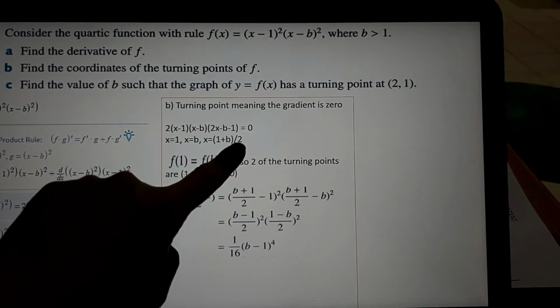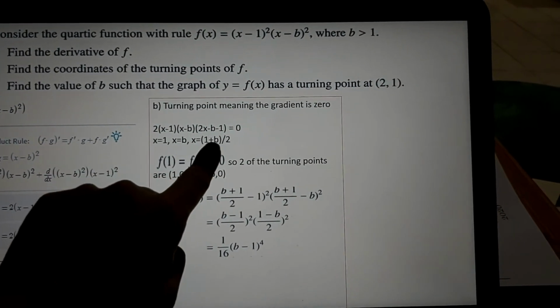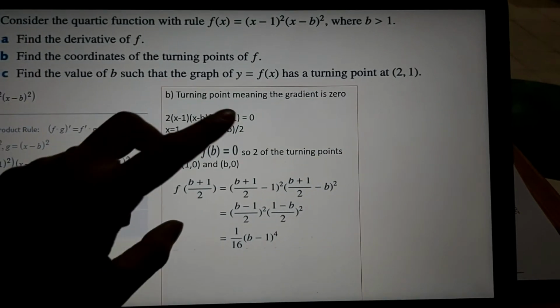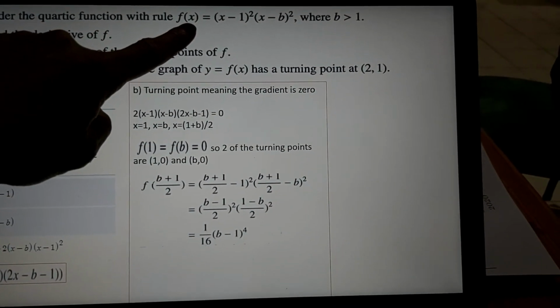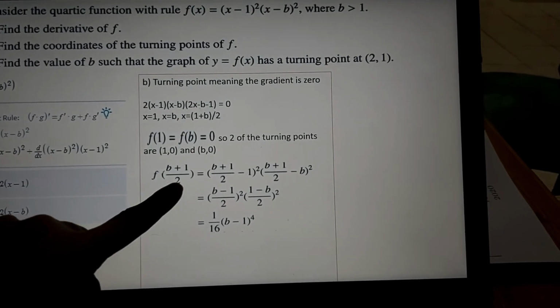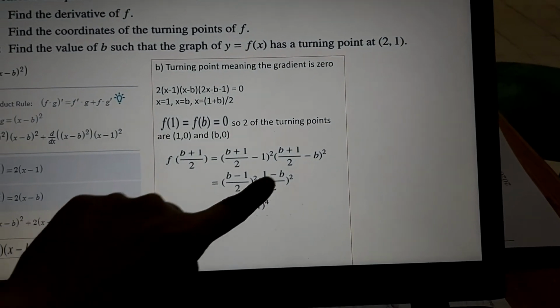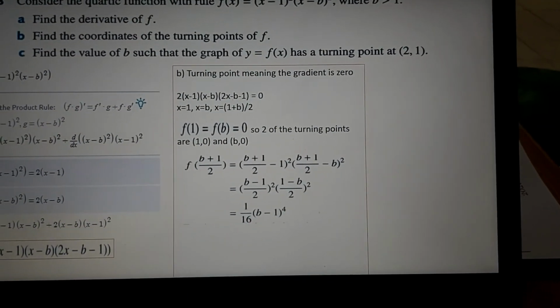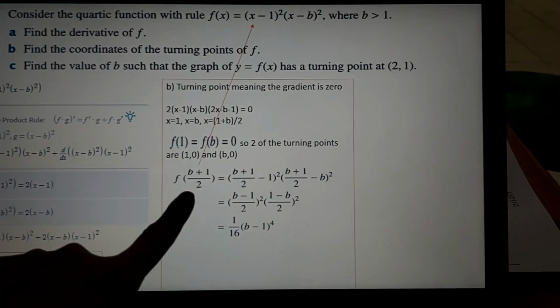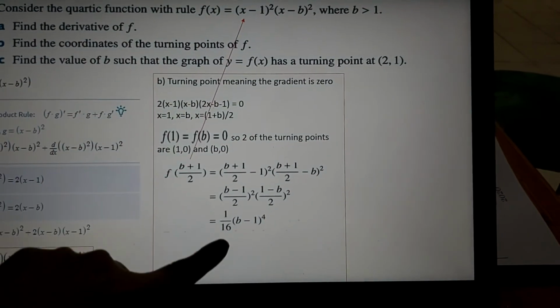What about the last one? So the last one, the x is (1 plus b) divided by 2. Then same job, you have to sub this value x back to the original function. Then you simplify, you get this. Okay? So you sub this value back to the original function, and you get this answer.